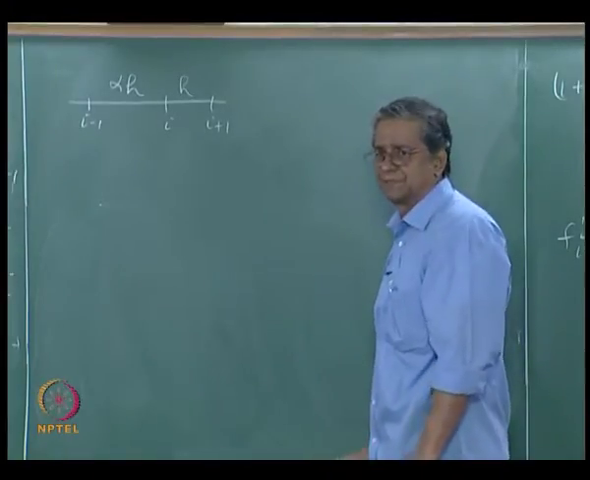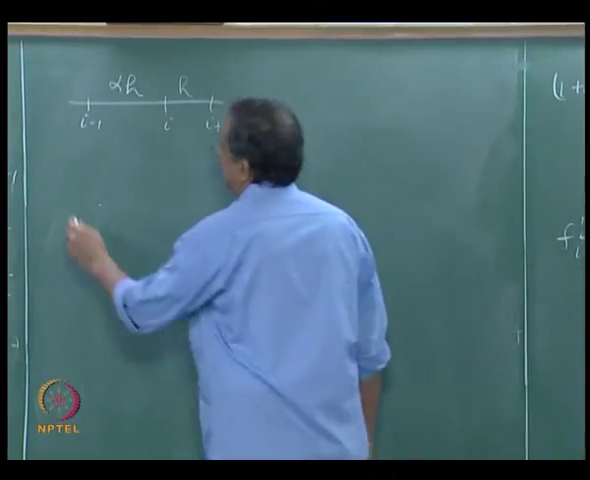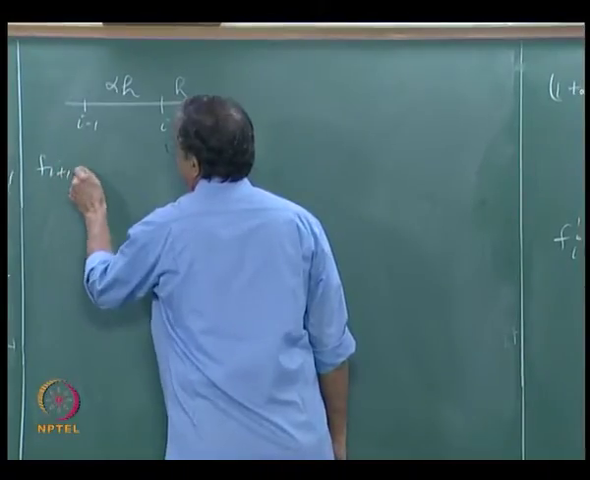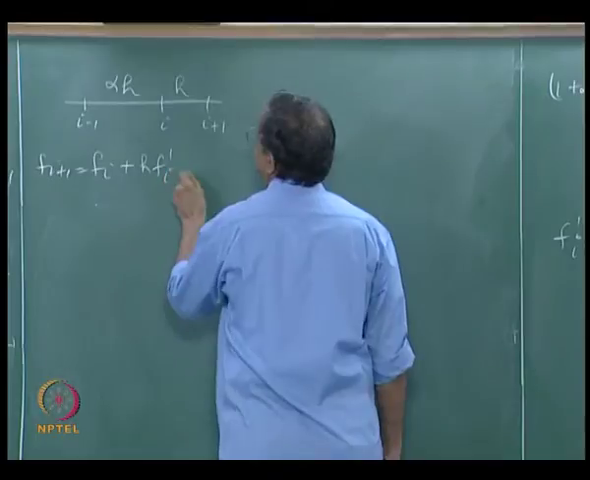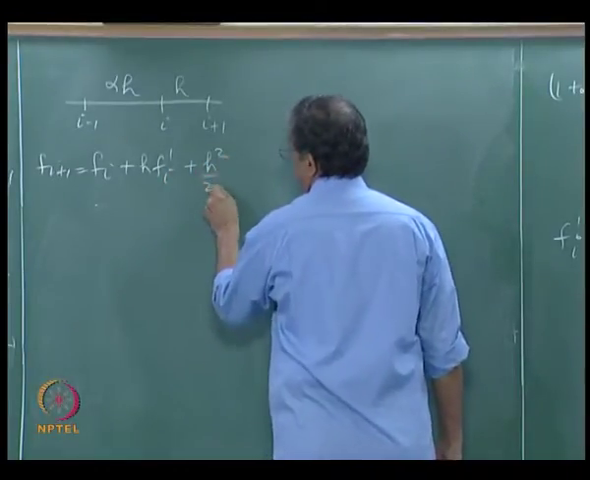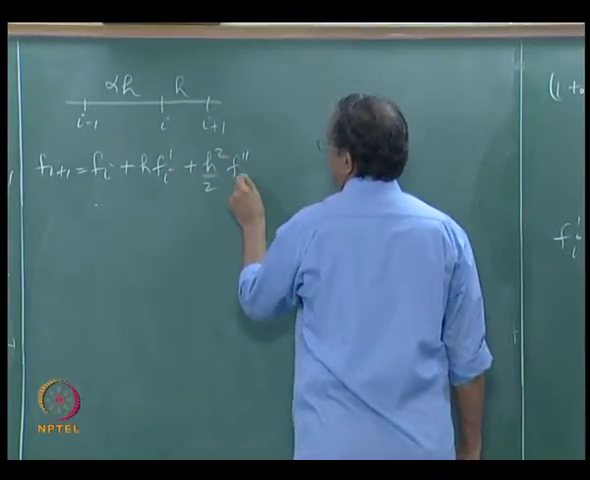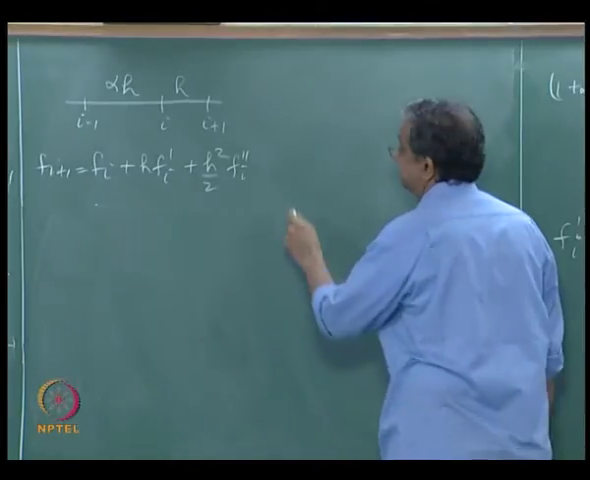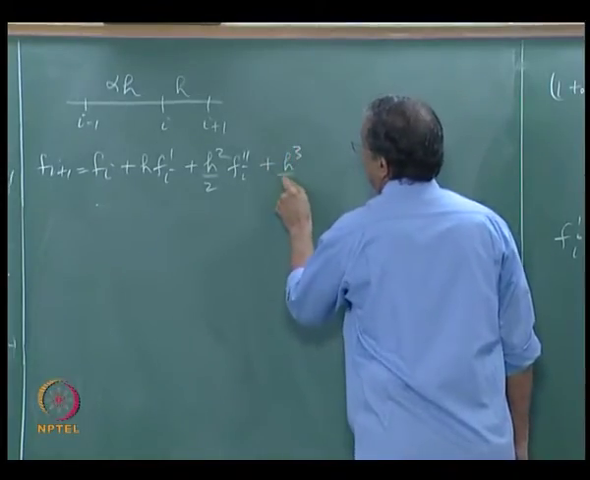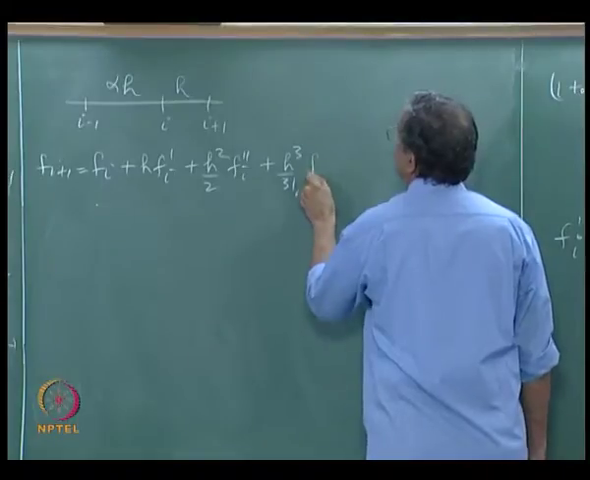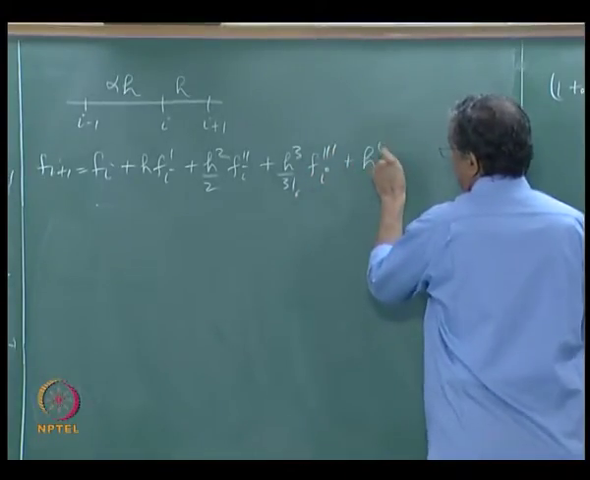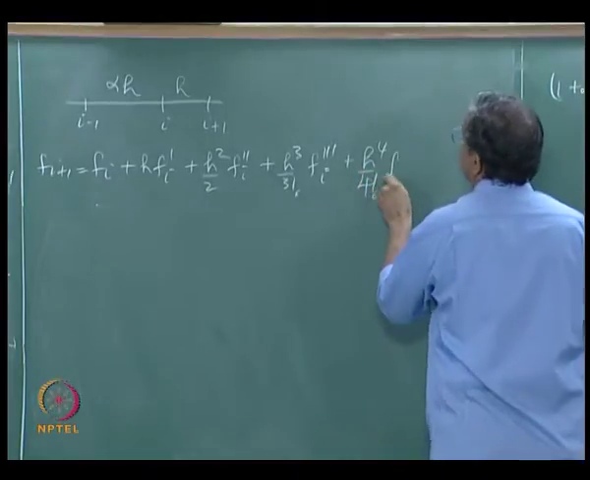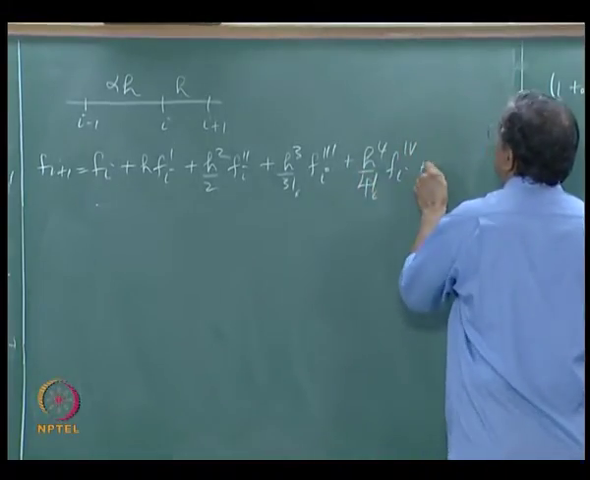Okay, just to keep it clean, we'll just redo it quickly. So f at i plus 1 is f at i plus h times the first derivative plus h squared by 2 second derivative, which is what we want, plus h cubed by 3 factorial the third derivative plus h to the fourth by 4 factorial fourth derivative, and so on.